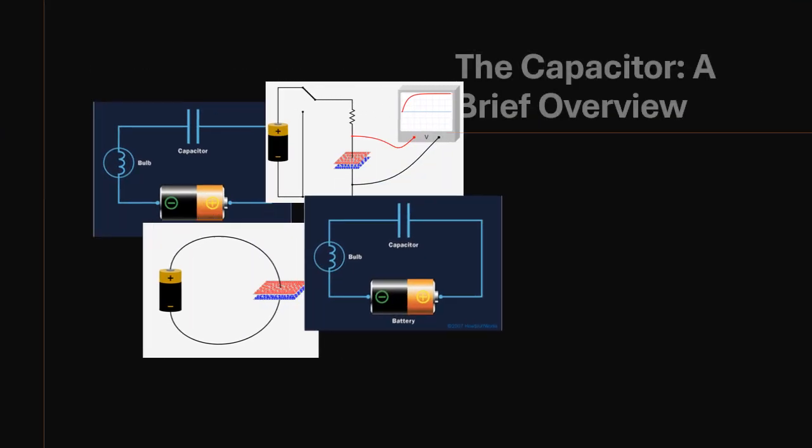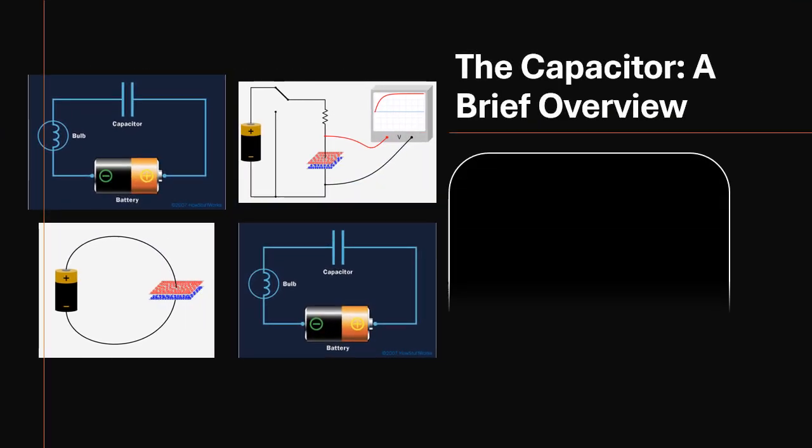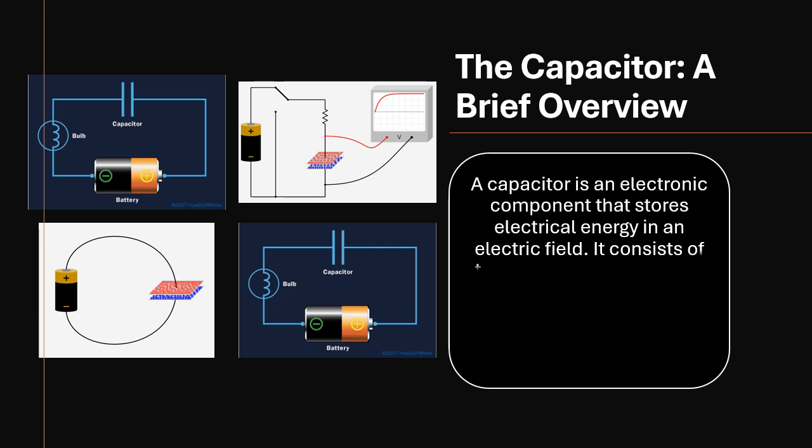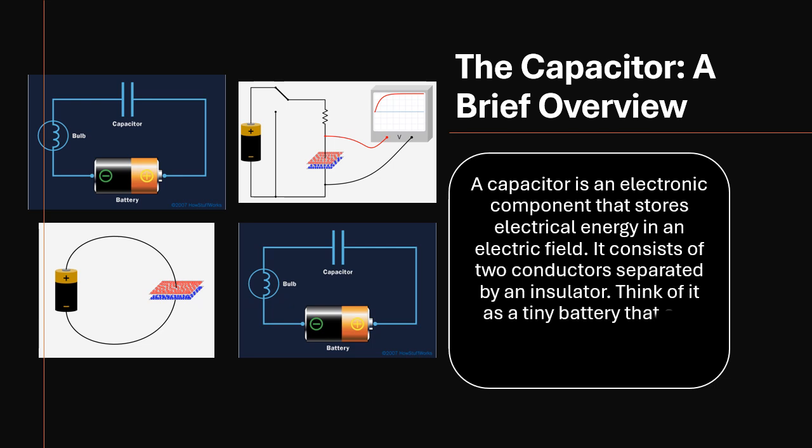The capacitor, a brief overview. A capacitor is an electronic component that stores electrical energy in an electric field. It consists of two conductors separated by an insulator. Think of it as a tiny battery that can quickly charge and discharge.